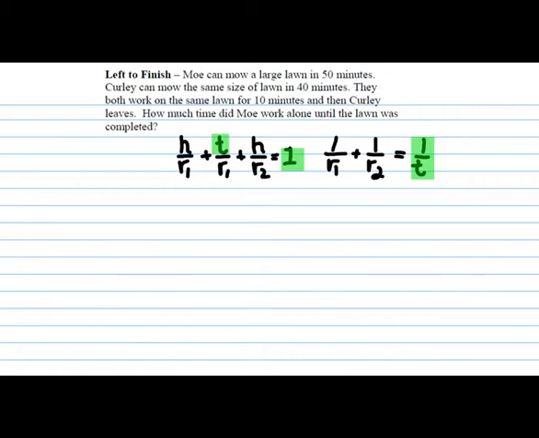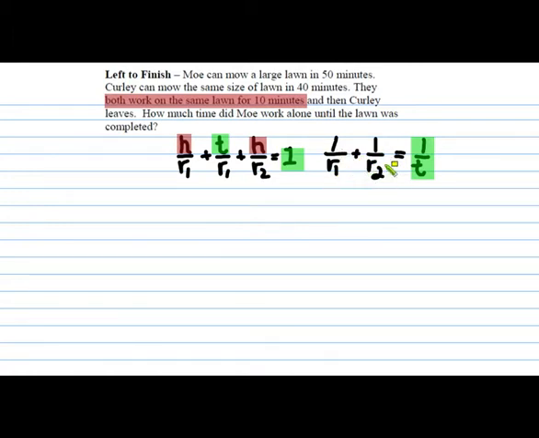Another thing that's different right here is these H's. This H and this H represents how much time that Curly and Mo work together on their job. They both work on the same lawn for how many minutes? 10 minutes. Well, on this problem over here, this type of problem, they never leave. They stay together until the job is done.